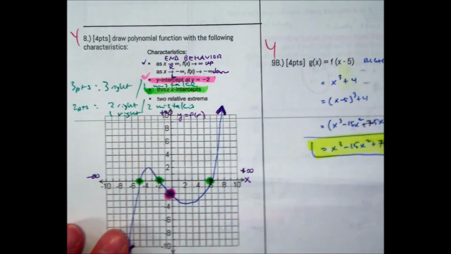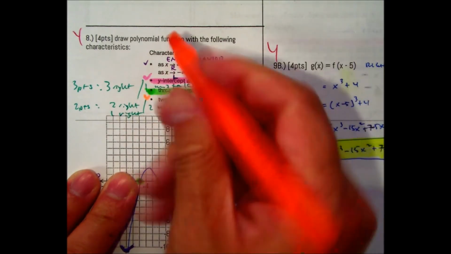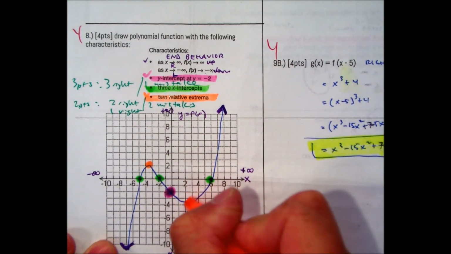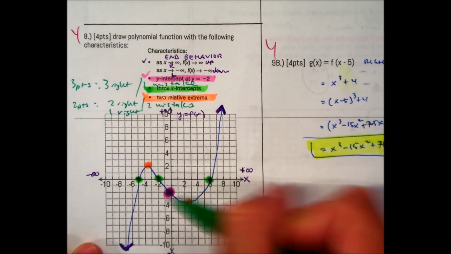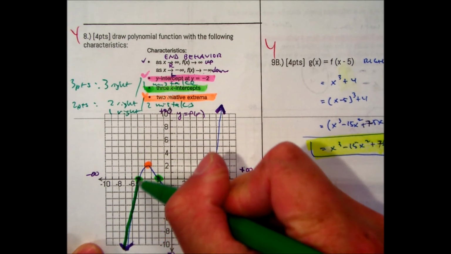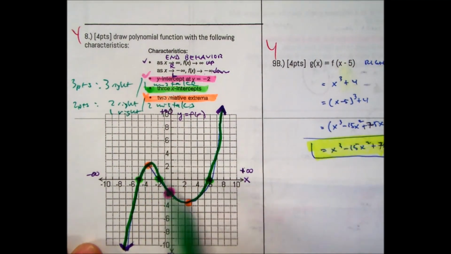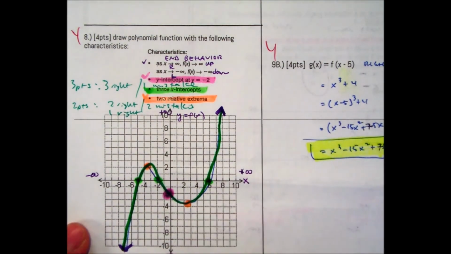And then lastly, it says 2 relative extremas. That means I need a max and a min. So there they are. So when you're drawing your graph, you should be going through the x-intercepts and try to go through the y-intercept. And those orange points, the extremas will come. You can just double check, like, all right, I have those, okay?